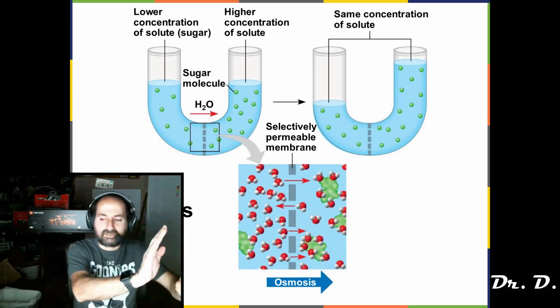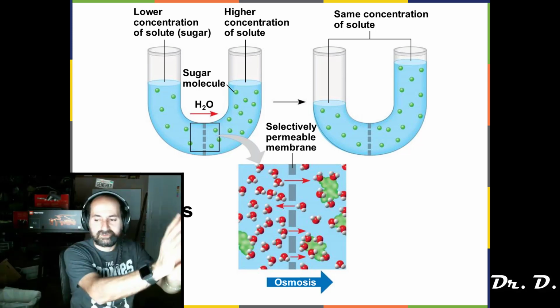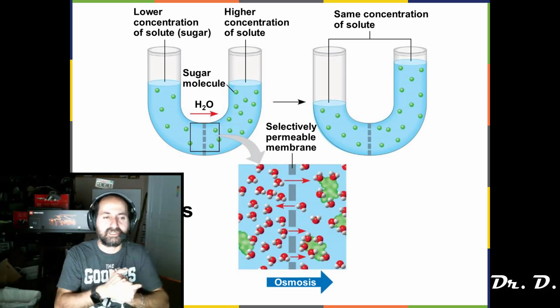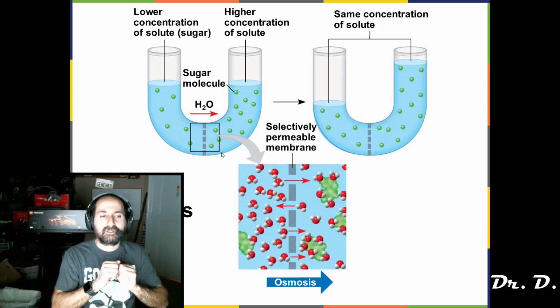Where there's a lower concentration of green dots. You know why? Because the green dots will be going down their concentration gradient from right to left. But in the case of water, when water is moving, which way is water going to move?